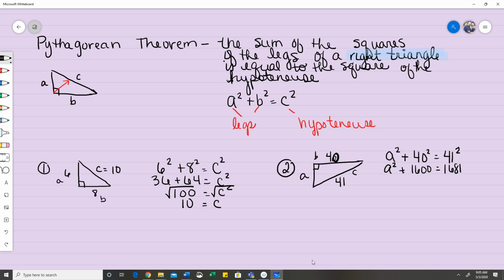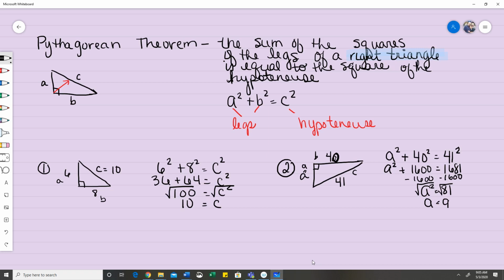Okay. So now I'm going to subtract. So I'm going to take 1600 from both sides. And I will end up with a squared equals 81. And the square root of a squared equals 81 gives me a equals 9. So this side right here is 9.